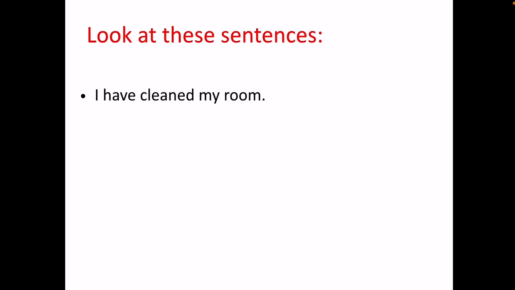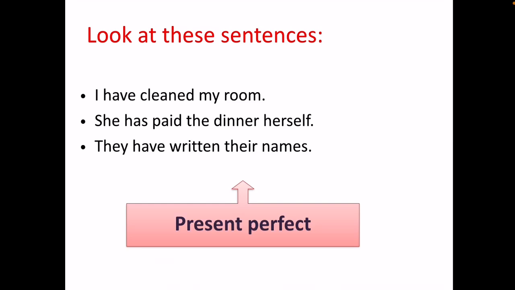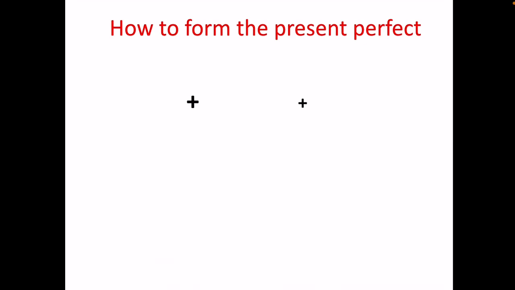I have cleaned my room. She has paid the dinner herself. They have written their names. Now, all these sentences are in the present perfect tense form. Now, let's take a close look at these sentences and analyze them so that we can know how to form the present perfect. دعونا نحلل هذه الجمل ونعرف كيف نكون a present perfect.